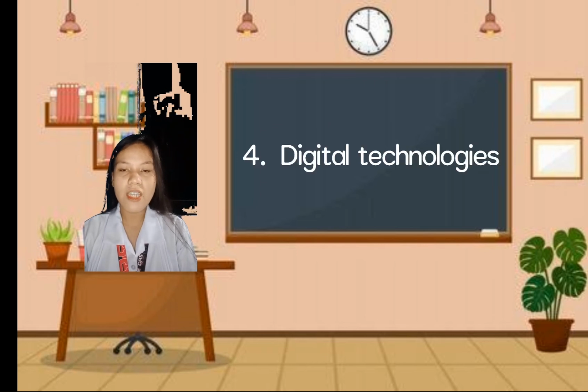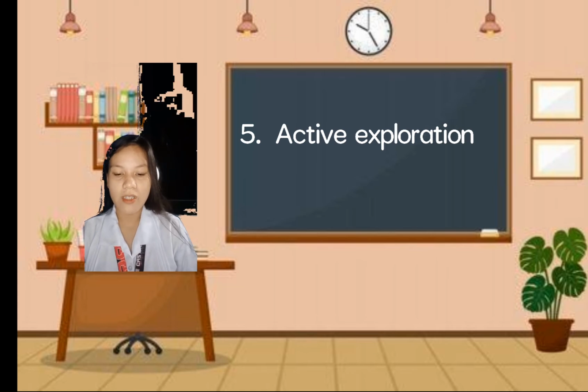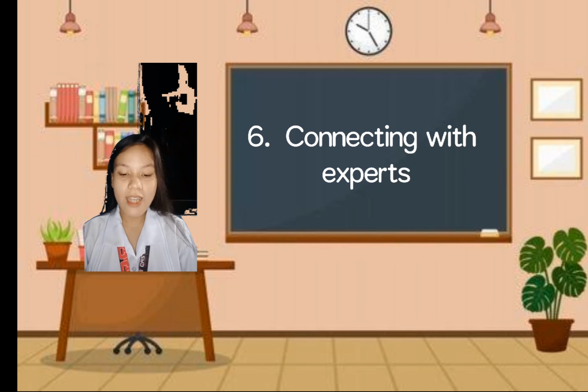Number 3, digital technologies. Appropriate and meaningful integration of technology extends and enhances student thinking when it is integrated into all stages of exploration. Number 4, active exploration. It requires students to become involved in authentic investigations using construction, fieldwork, laboratory work, interviews, and studio work. And the last one, connecting with experts. It is necessary for students to communicate with experts to enhance the inquiry.